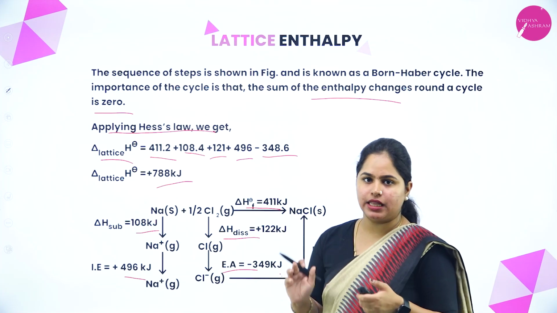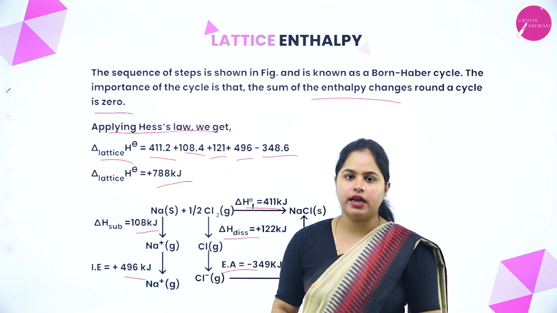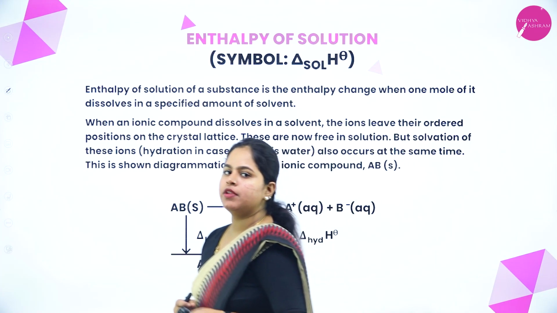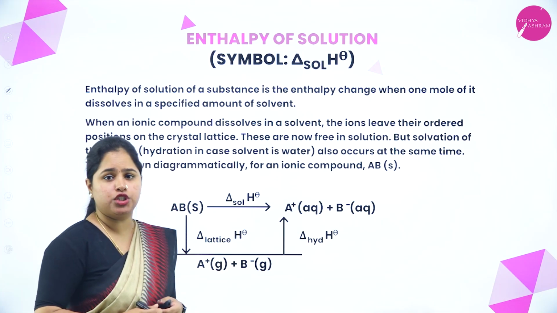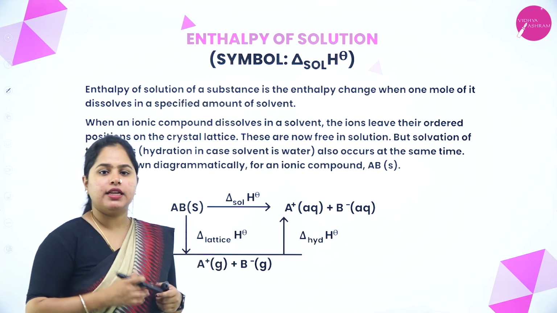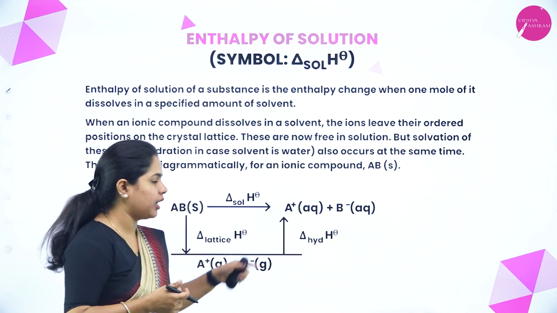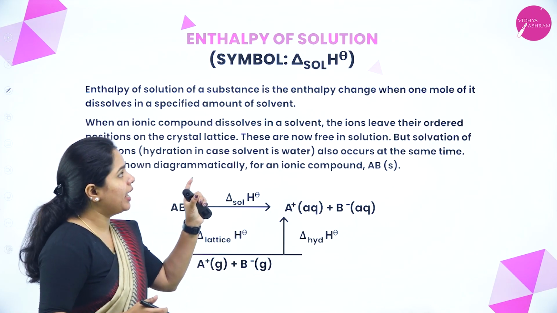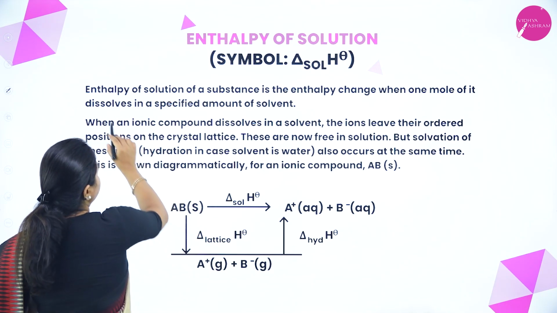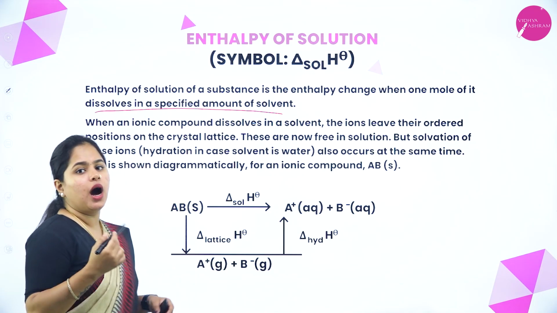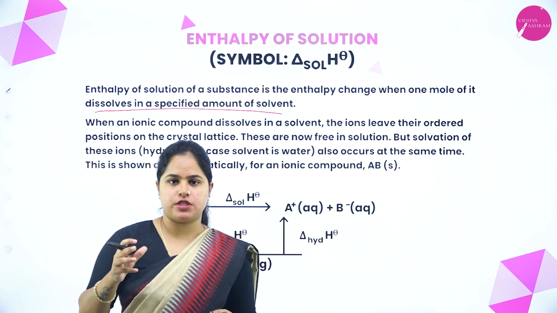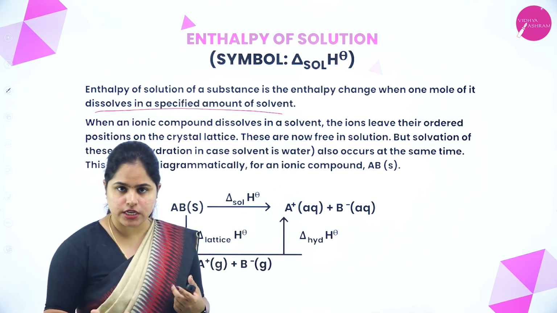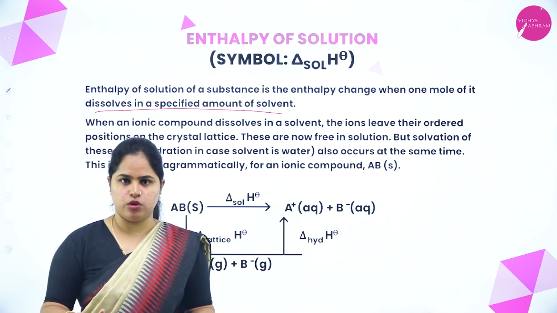So this is lattice enthalpy and how we can calculate it using all the other enthalpies associated with the reaction. Now moving on to the next one, that is enthalpy of solution. Let us understand what enthalpy of solution is and let's see how we can calculate it as well. The enthalpy of solution of a substance is the enthalpy change when 1 mole of it dissolves in a specific amount of solvent. So 1 mole of a substance, when it dissolves in a specific amount of solvent, the enthalpy associated with it is called the enthalpy of solution, right?